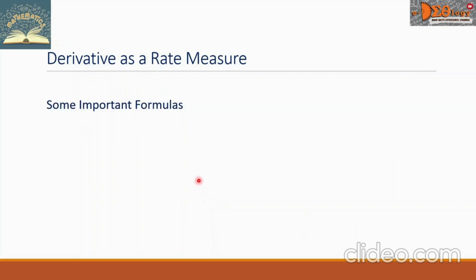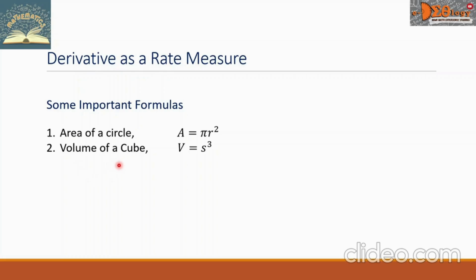In our study, there are some important formulas that we need to remember. Number one, the area of a circle. That is A equals pi r squared. R here is the radius. Second, the volume of a cube. This is the formula. V equals s cubed. S here is the side of the cube. Number 3, the volume of a sphere. V equals 4 over 3 pi times r cubed. R is the radius.